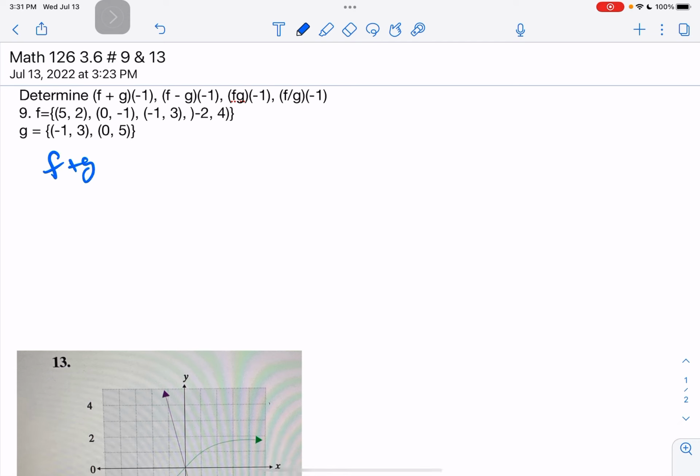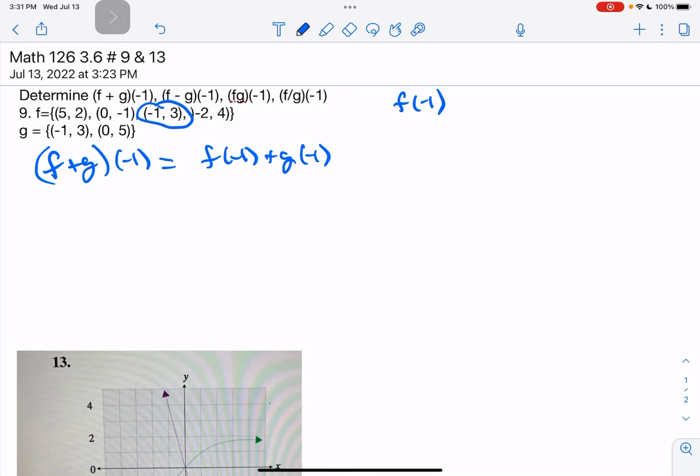for our f plus g of negative 1, we want our f of negative 1 and our g of negative 1. And we're going to need that for all these. So let's just go ahead and find what is our f of negative 1. That'd be this one here. So whenever x is negative 1, it produces a 3. And for our g of negative 1, that'd be this right here. So I also get a 3.